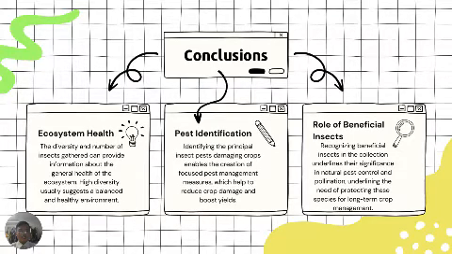Second, pest identification, which is identifying the principal insect pests damaging crops, enabling the creation of focused pest management measures, which help to reduce crop damage and boost yield. And third, the role of beneficial insects. Recognizing beneficial insects in the collection underlines their significance in natural pest control and pollination, underlining the need to protect these species for long-term crop management.